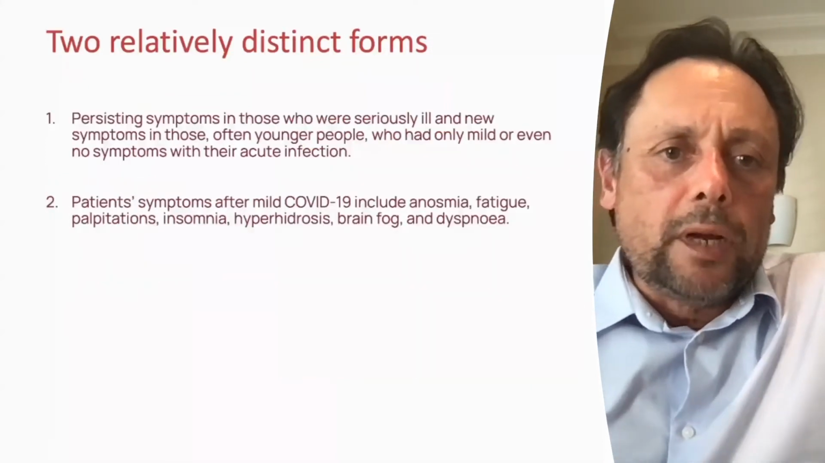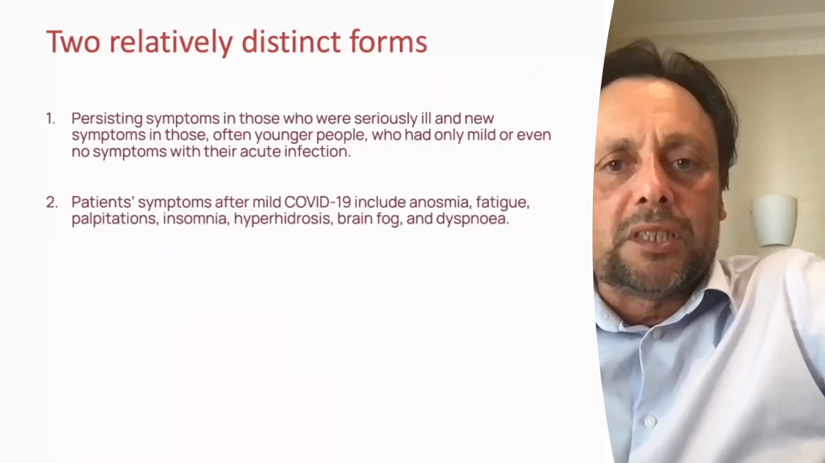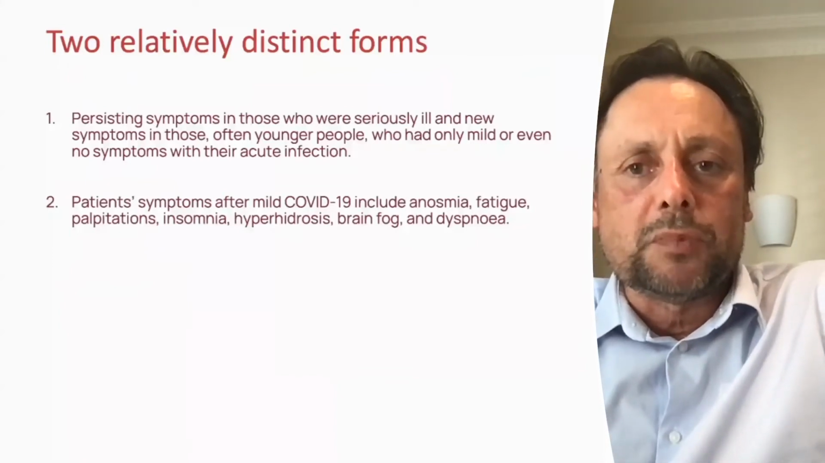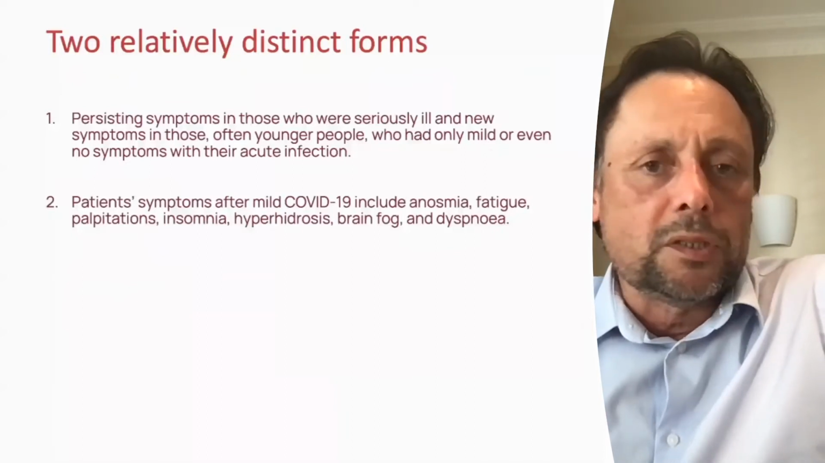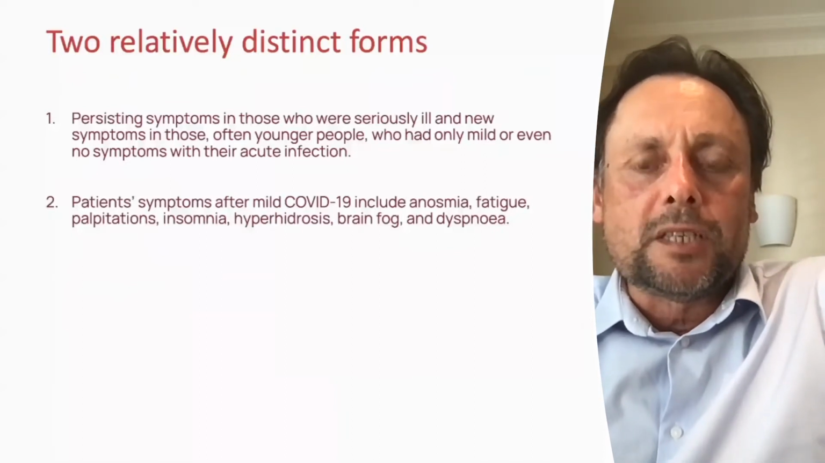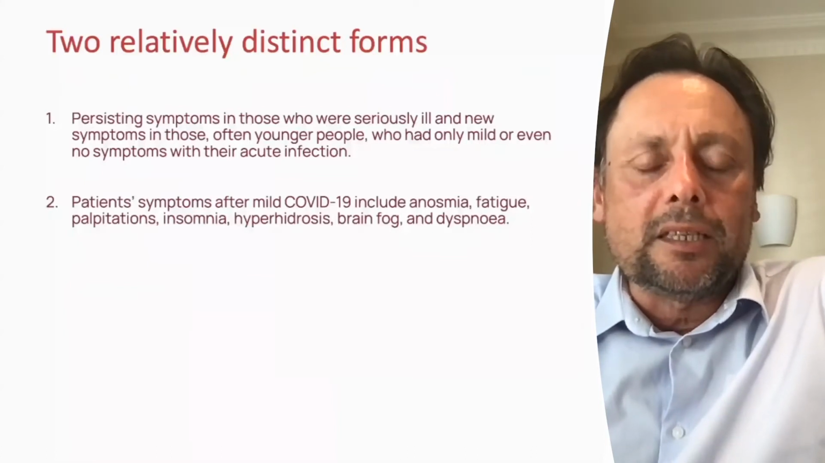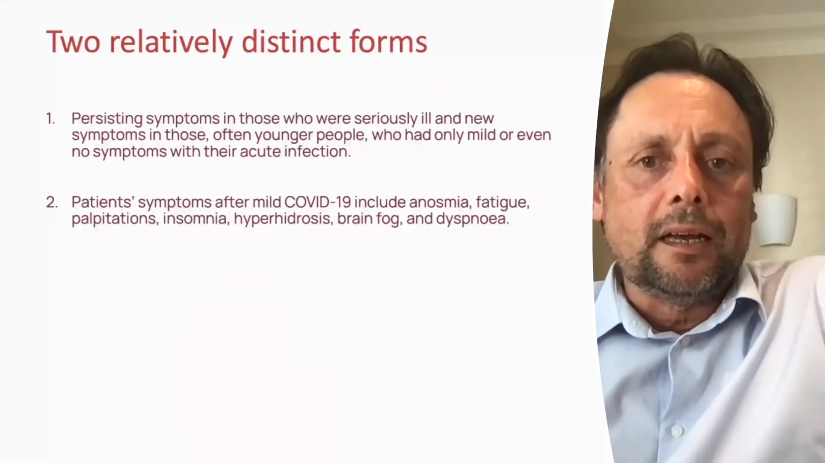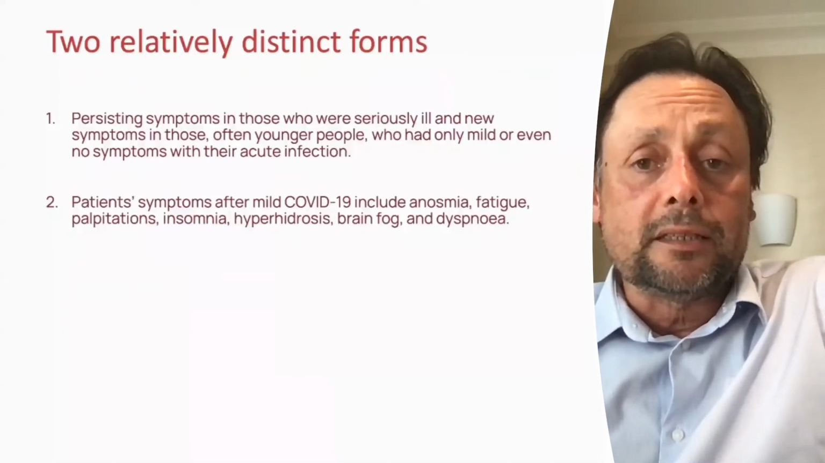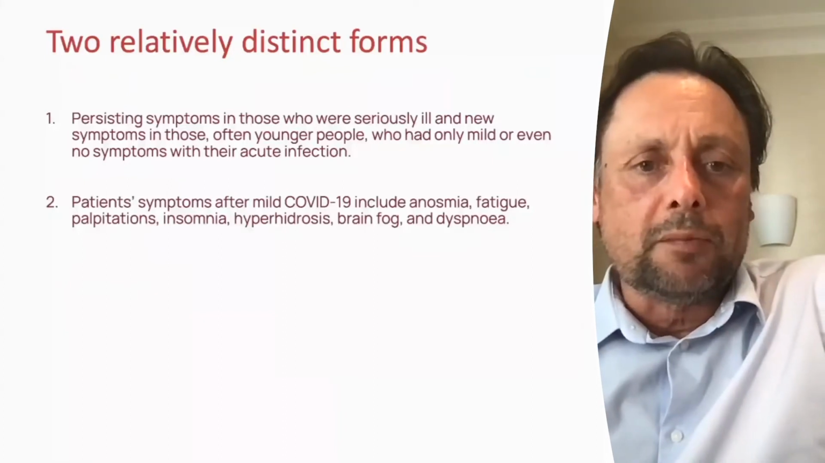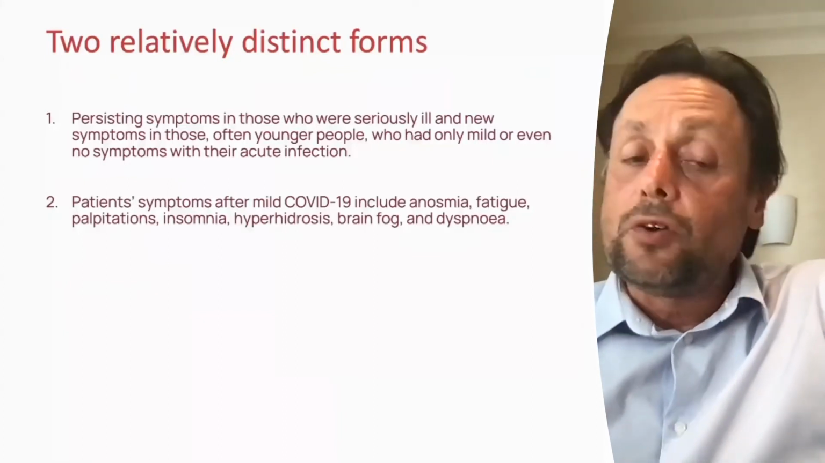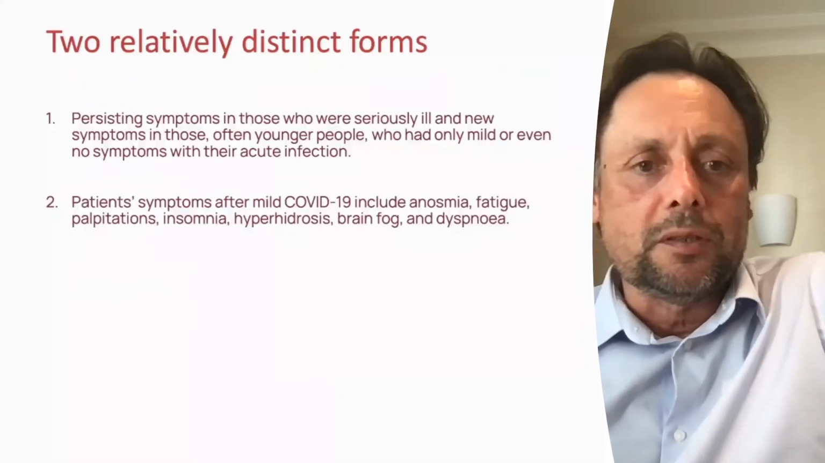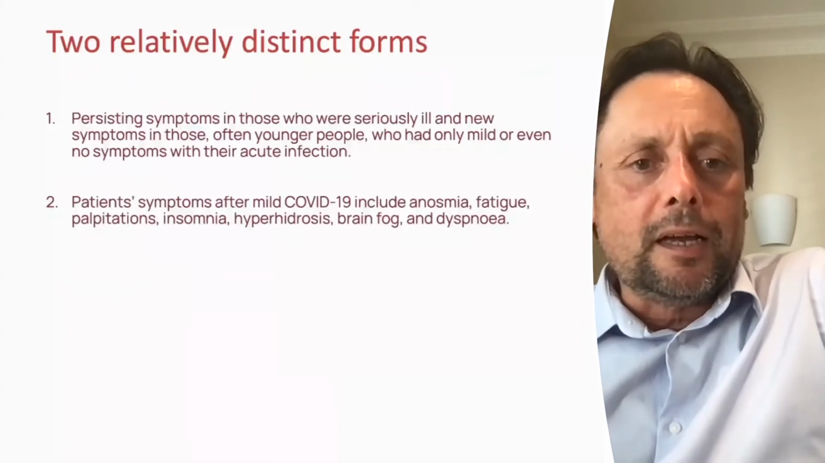I think it's increasingly recognized that there are two major distinct groups who experience persistent symptoms. The first of these, and we certainly see these, are those who have had serious illness, often with prolonged ICU admissions and persistent evidence of tissue damage with scarring on their CT scans, as well as evidence of organ damage elsewhere.